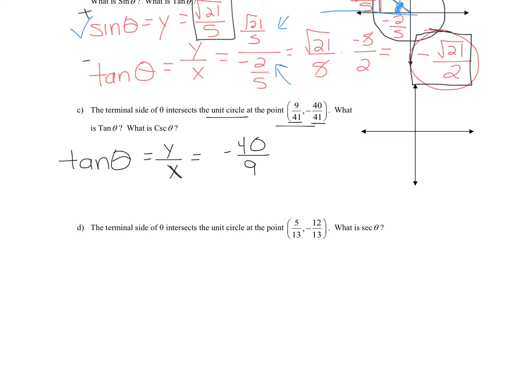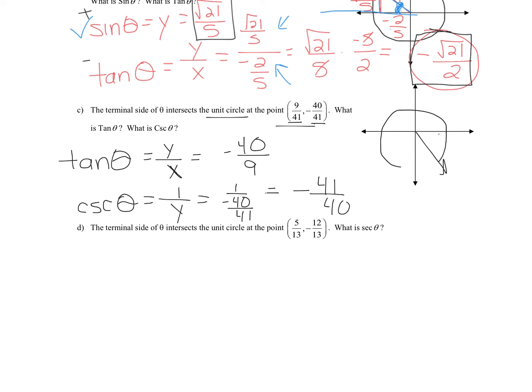For the cosecant of theta, sine of theta is y, so cosecant of theta is 1 over y. So that's going to be 1 over negative 40 over 41. Keep, change, flip. We are going to have negative 41 over 40. Checking this point, we have positive, negative, so I am in the fourth quadrant.